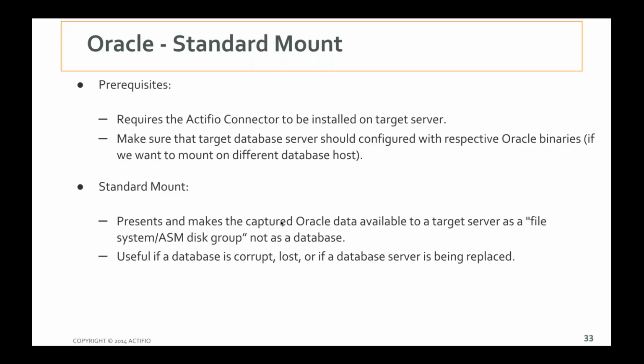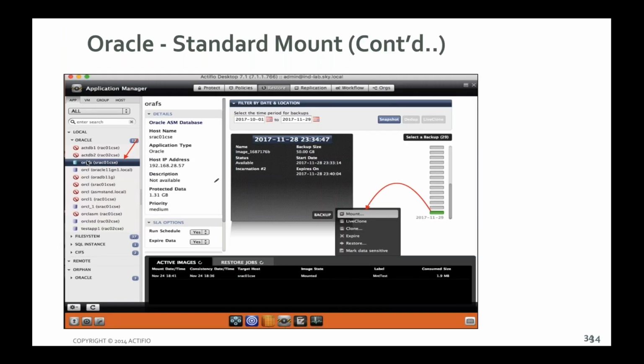And the standard mount is very simple. Earlier, if you remember, under protection, once you have done the protection, you are able to see this blue symbol. Now Actifio is taking the backups. And once Actifio is running the backup, on the right hand side, it is creating the backup image copies right here. And the latest image copy is highlighted with a green color. You select the latest image copy and mount.